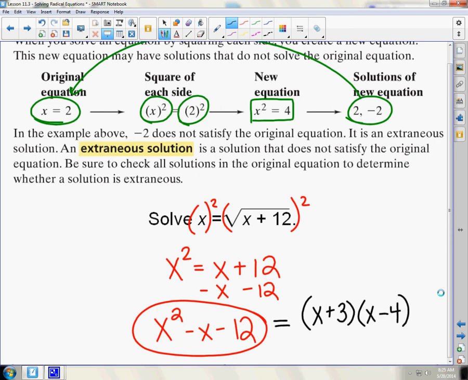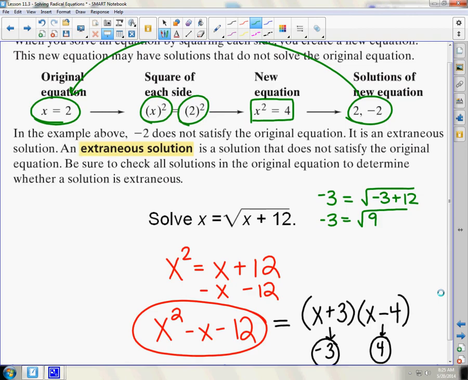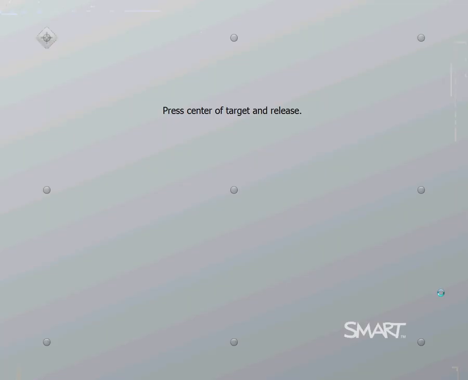So if I look, okay, so let's check. x squared minus 4x plus 3x, yep, and negative 12. Perfect. So my answers are negative 3 and positive 4. So let's try these in the original equation. So negative 3, does negative 3 equal the square root of negative 3 plus 12? So negative 3 equals the square root of 9.